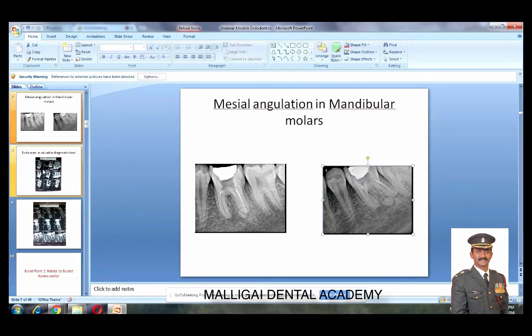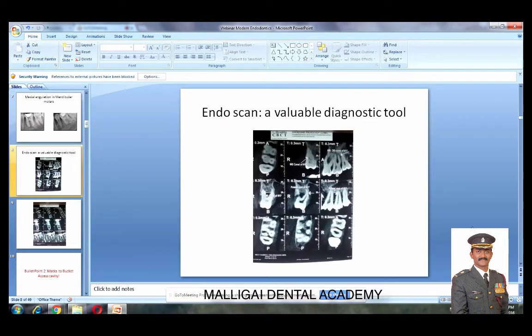Coming to the next valuable diagnostic tool available to us in modern endodontics today, the endoscan, the endodontic scan, or the cone beam computed tomographic scan, CBCT. I'm going to share two cases with you for different reasons. What you see on my screen, can you see a CBCT endoscan on the screen?